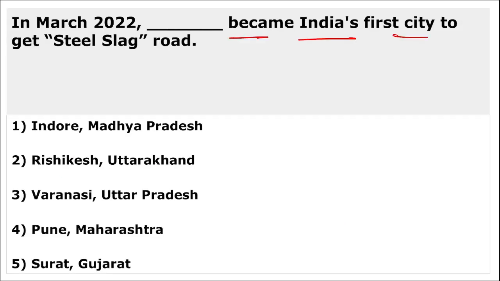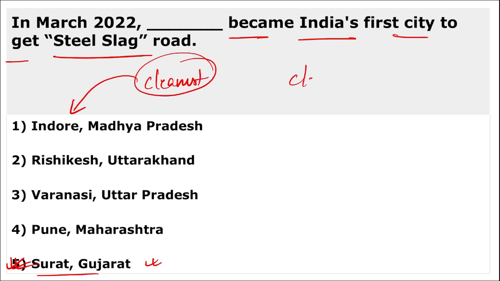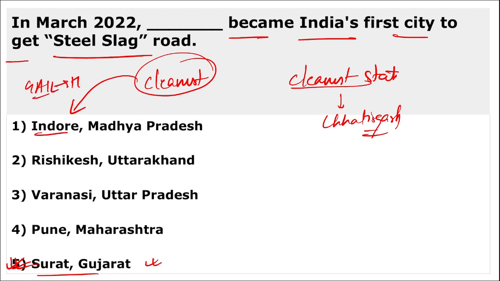Dash became the first city to get steel slag road. We discussed it was your Surat of Gujarat that got the first steel slag road in India, and it became the first city. If we are talking about the cleanest city, it is your Indore, and if we are talking about cleanest state, then it is your Chhattisgarh. In Indore only GAIL started their hydrogen plus natural gas blending. In Indore only, it was India's first, Asia's largest bio-CNG plant by the name Gobar Dhan.